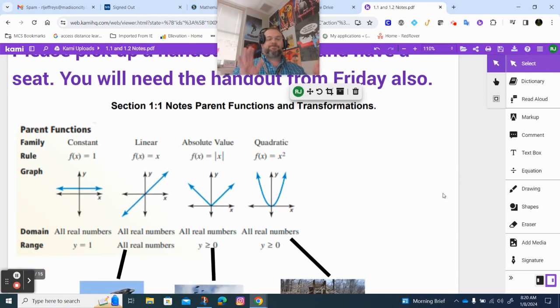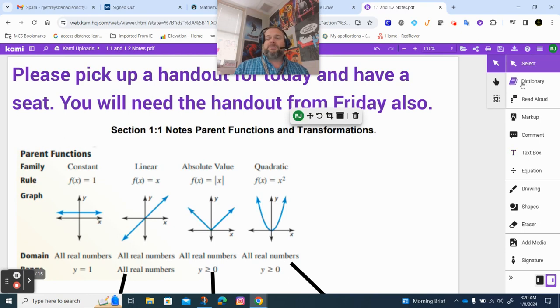All right. So we are going to start our Algebra 2 lesson. We did some different connections from Friday, so we're going to try to actually make those today.